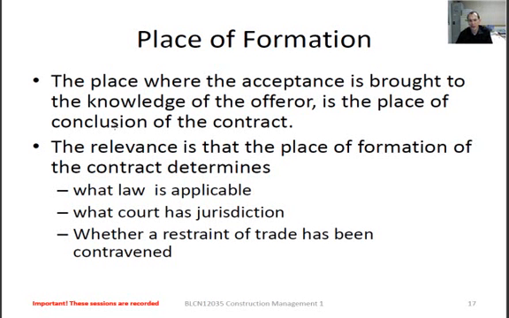If we look at the place of formation, really important, that example that I used previously, the relevance is, of course, what law is applicable, and which court has the jurisdiction, and of course if there's a restraint of trade that's been contravened. For instance, if we are not allowed to operate in a certain area because of a previous contract or agreement that we have in place, obviously that will have an influence on our execution of that contract.